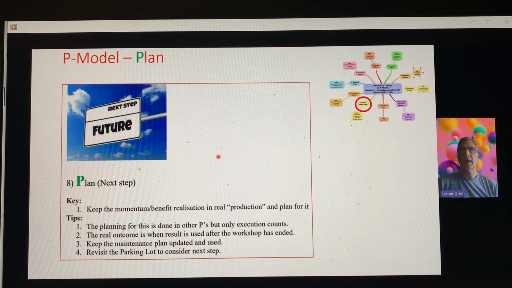So how do you plan for momentum? How do you plan for the benefit realization? How do you actually plan for that? What can you do? Even maybe also in the workshop, consider how to keep this alive afterwards. So that's the P for plan here.